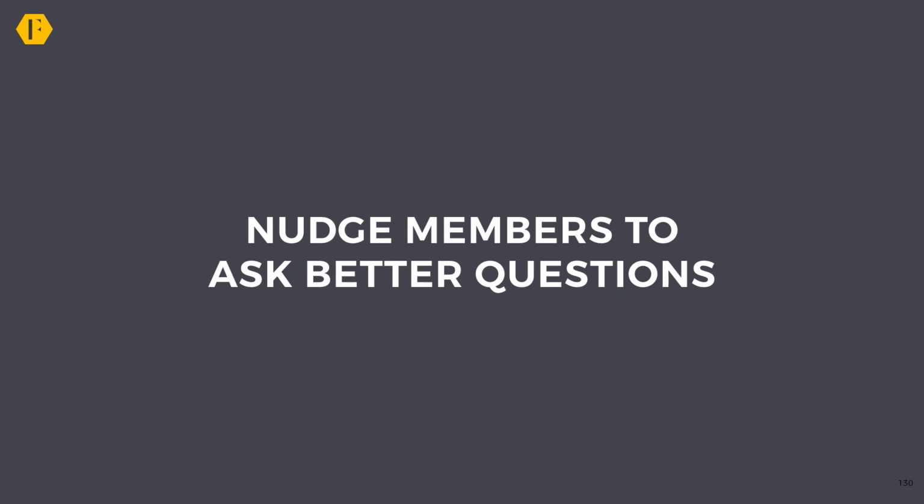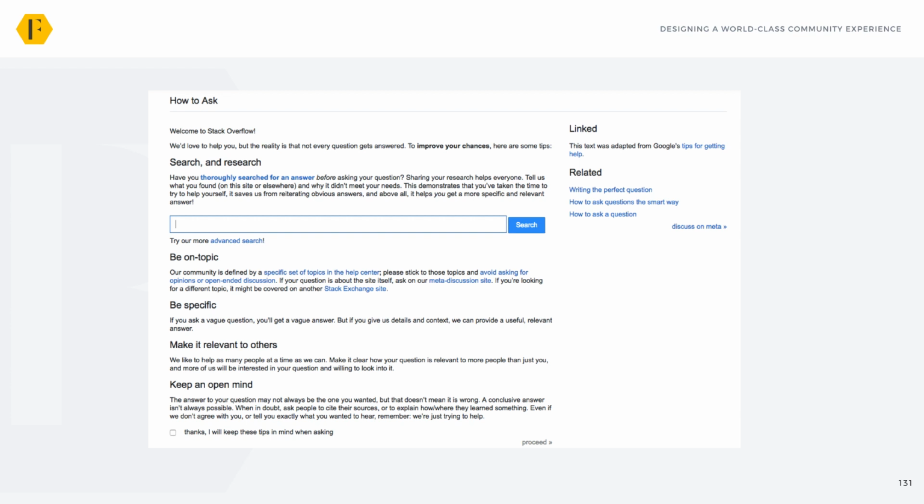What we've also touched upon is asking or nudging members to ask better questions in the first place. When you're just starting out, you generally want to make it as easy as possible for members to ask a question. However, when your community has been around for a while, what you want to do instead is make it a little bit more difficult for members to ask a question, to make sure you're not having hundreds of the same question being asked again and again.